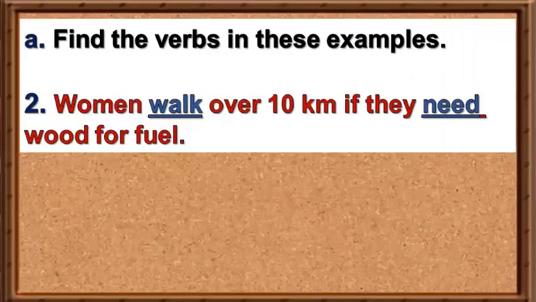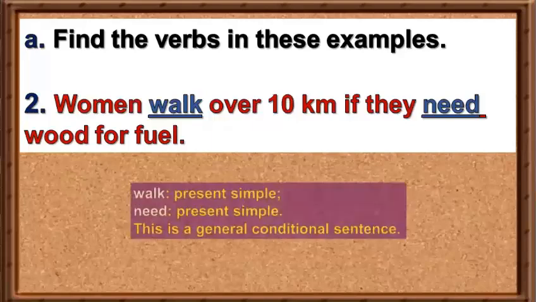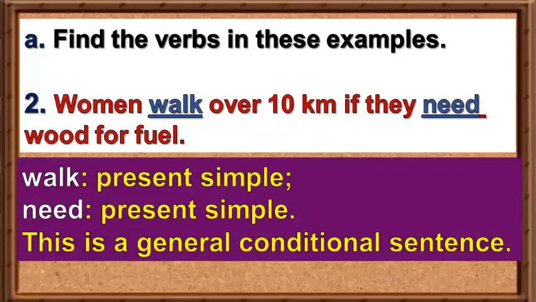Sentence number 2. Women walk over 10 kilometers if they need wood for fuel. Women walk. Walk is a present simple. Need also is a present simple. So this is a general condition. This is if zero, because both verbs are in the present simple.